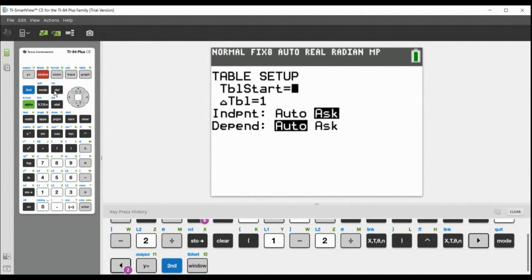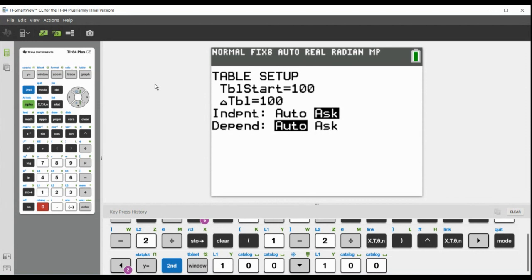Now the table start. Remember, I'm looking at this function, the quantity 1 minus 2 over x raised to the x power, and I'm letting x get very large. So I want to examine what this function approaches as x gets large. So maybe I'll start my table at 100 for my table start, and I'll skip by 100. And then I'll go to auto. I'll do auto on both.